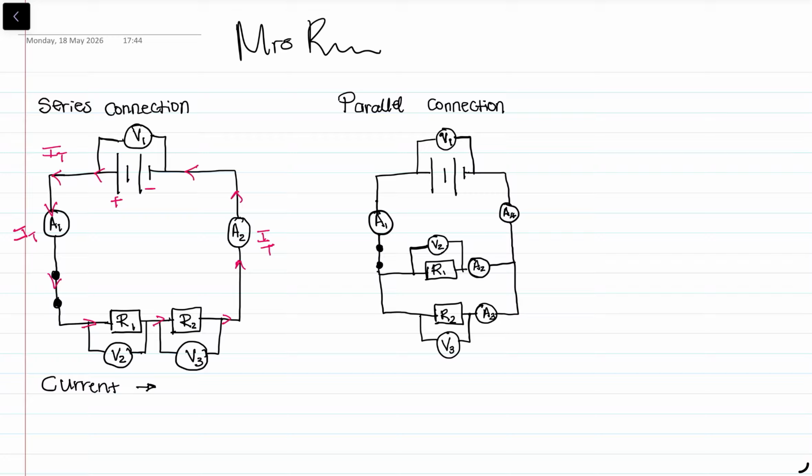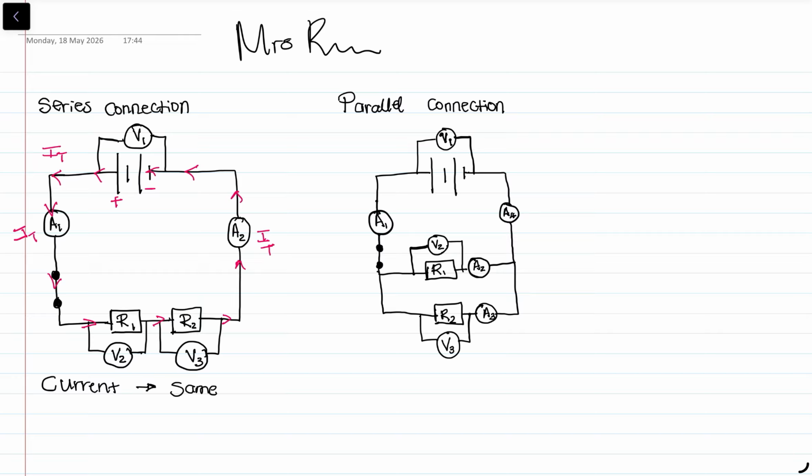Then it's going to flow back to the negative terminal, then through the battery, then back again. So that is how the charges are going to be flowing. What we can conclude is that throughout the series connection, your current is the same.